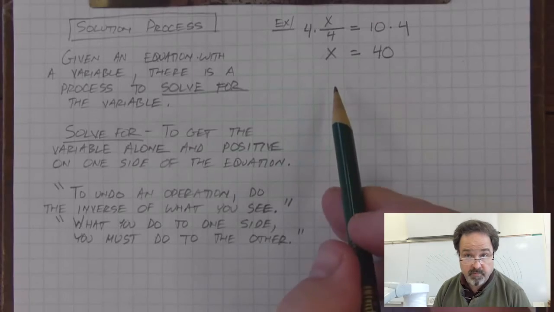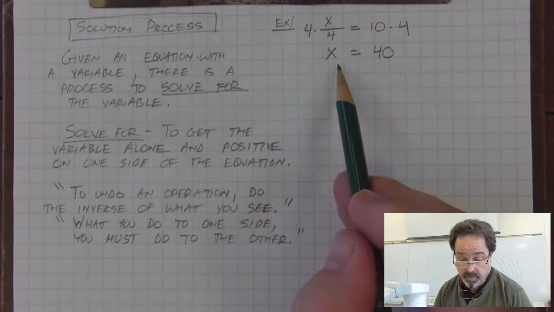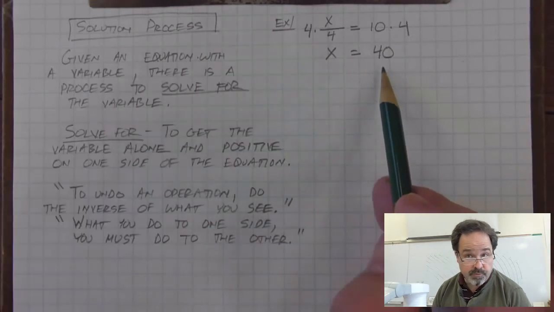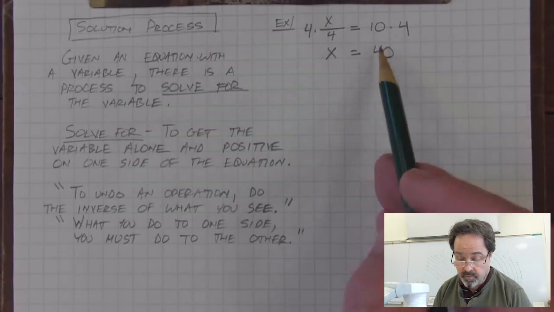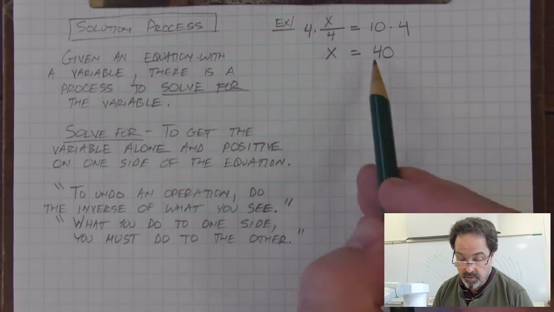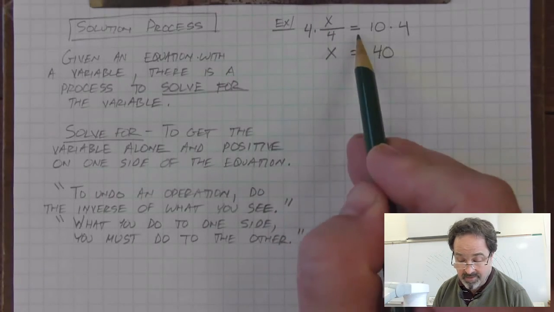X has been solved for because it's alone and positive on one side, and x is equal to the solution to this equation, the value that when substituted in makes the original equation true. 40 divided by 4 is equal to 10.